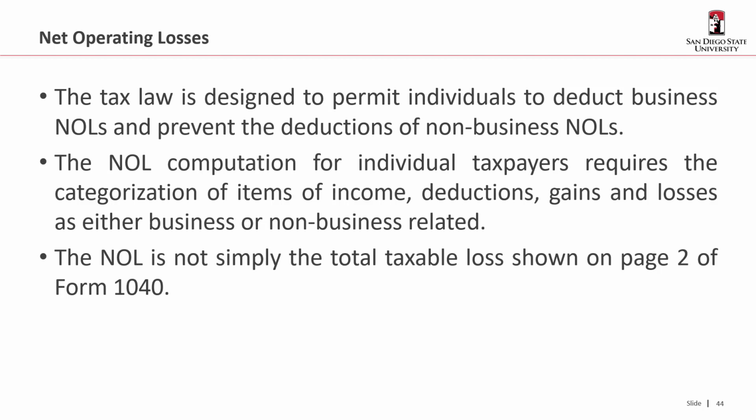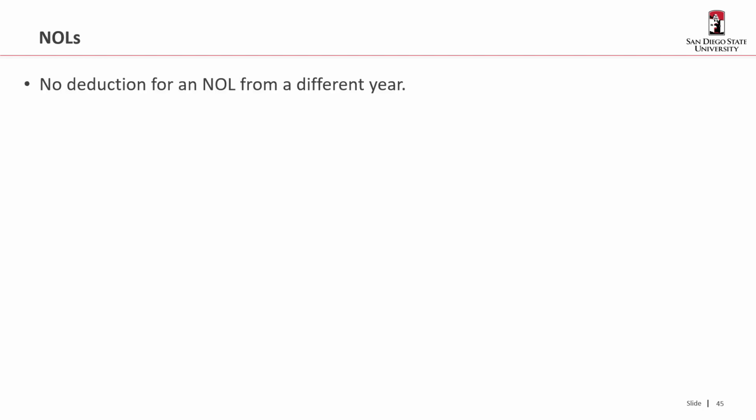So the tax law is designed to permit individuals to deduct business NOLs and to prevent the deduction of non-business net operating losses. So what happens is you have to go through the items of income, deductions, gains, and losses and classify those as either business or non-business related. So what that means is the NOL simply wouldn't be the taxable loss, if any, shown on page 2 of the Form 1040.